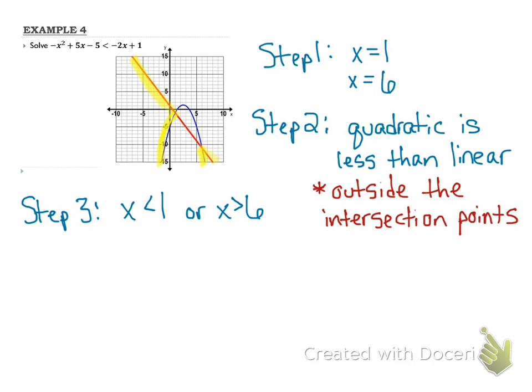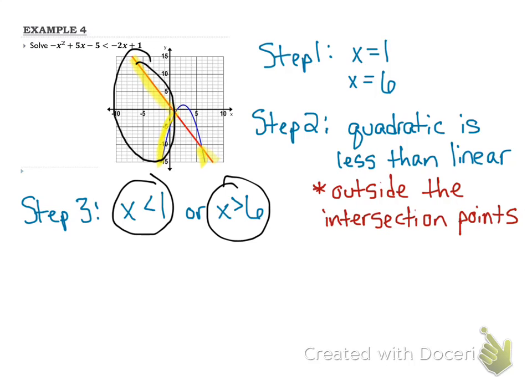Next, we will set up our inequality symbols. We need to say that x can be less than 1, or x can be greater than 6. X being less than 1 matches with this part of the graph, and x being greater than 6 matches with this part of the graph.